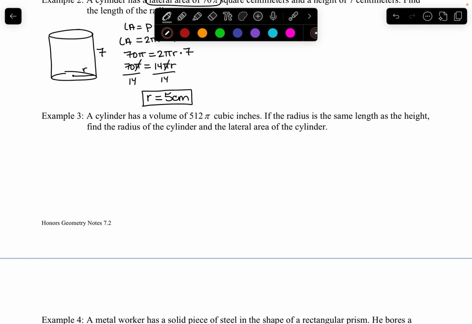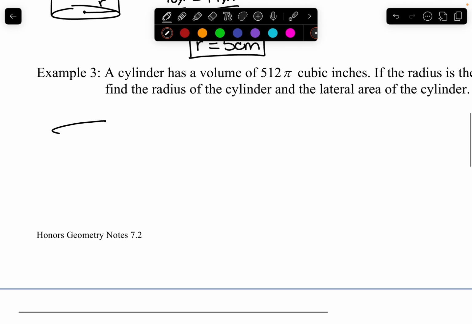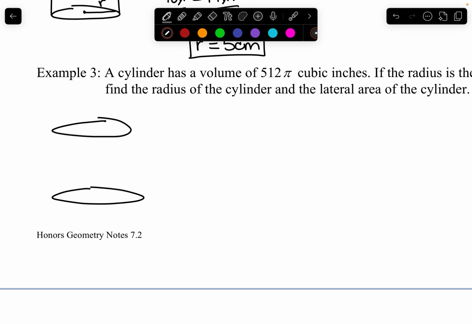Example 3, a cylinder has a volume of 512 pi cubic inches. If the radius is the same length as the height, find the radius of the cylinder and the lateral area of the cylinder. So again, I'm going to go ahead and draw my cylinder. Ooh, this is ugly.